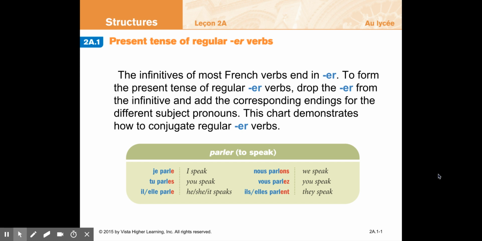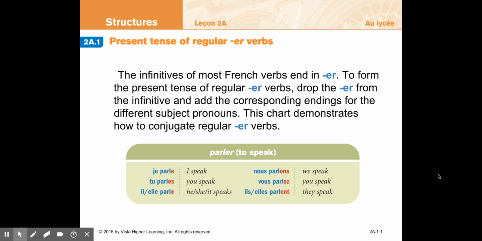The verb parler means to speak. So for je, you would drop the ER. Then you would say, okay, for je, the ending is E. So I'm going to add the E back in. So I'd have je parle. So you'd have E for je, ES for tu, E for il or elle, ONS for nous, EZ for vous, and ENT for il or elle pluriel.